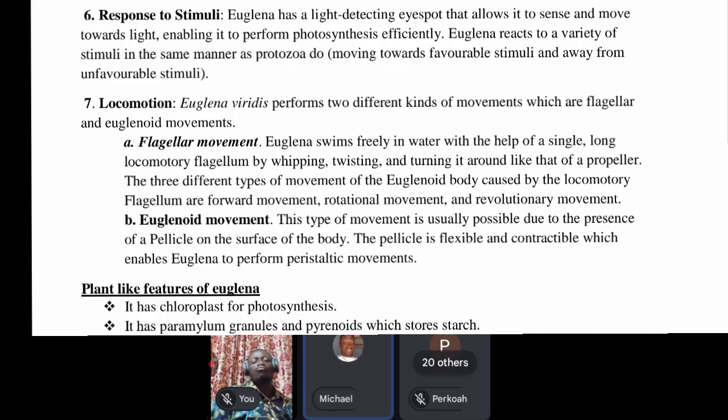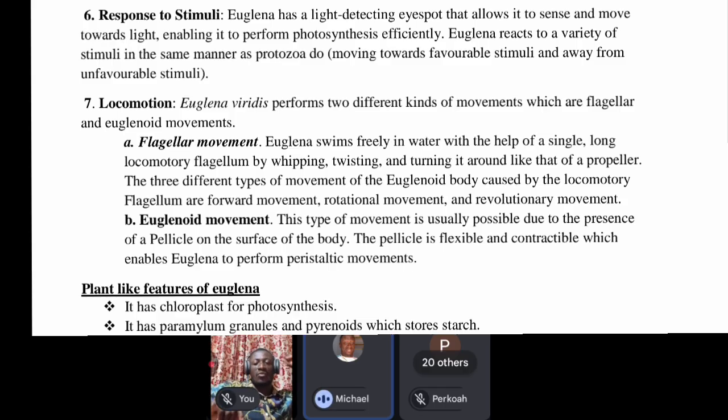It moves by lashing or shaping its long flagellum in water. So let's assume there's a long flagellum and there's the body of the Euglena. When it lashes its flagellum here, what happens? It will move its body to the other side. So it lashes it, it goes over there. So it's like a zigzag movement. So that's how it does.